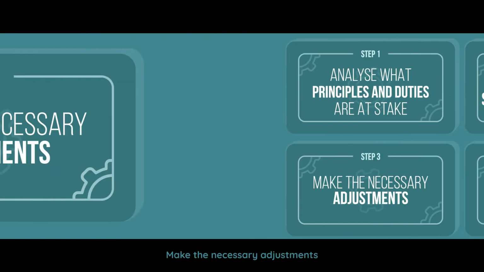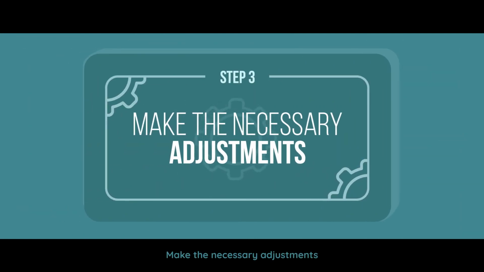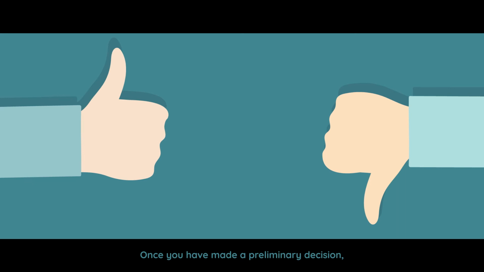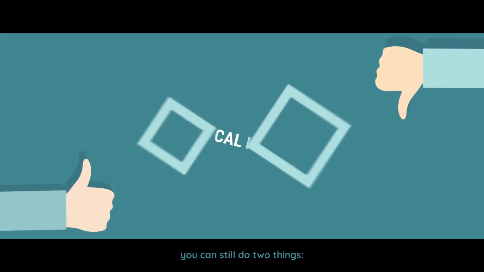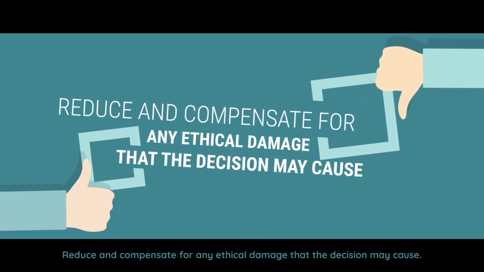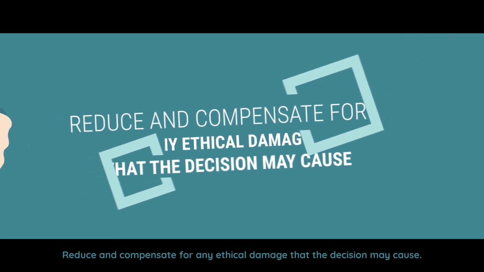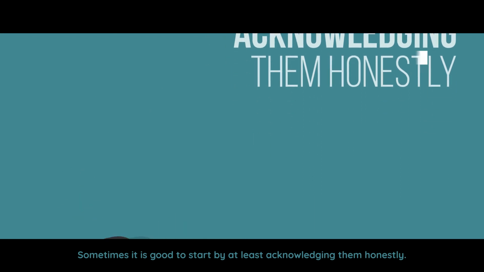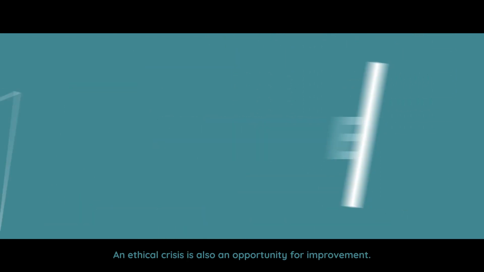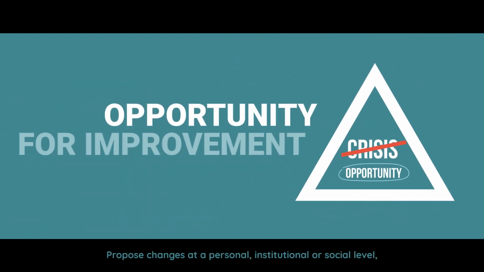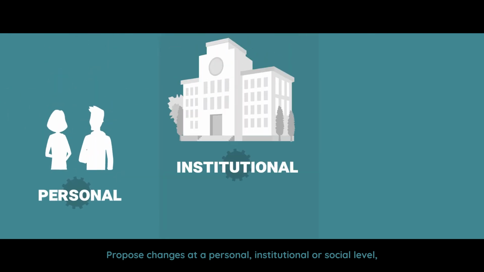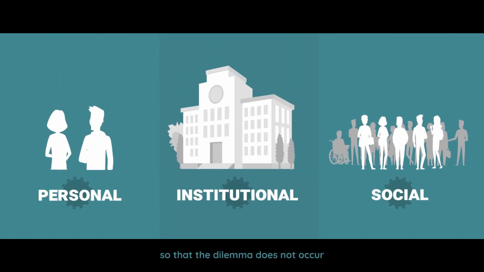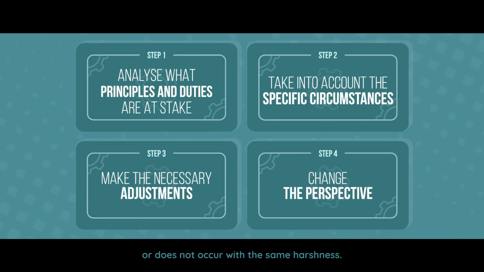Step 3. Make the necessary adjustments. Once you have made a preliminary decision, you can still do 2 things. Reduce and compensate for any ethical damage that the decision may cause. Sometimes it is good to start by at least acknowledging them honestly. An ethical crisis is also an opportunity for improvement. Propose changes at a personal, institutional, or social level so that the dilemma does not recur or does not occur with the same harshness.